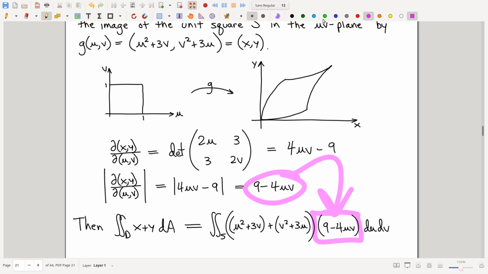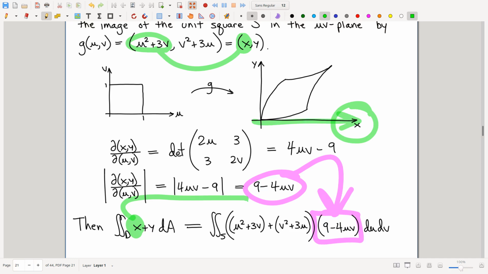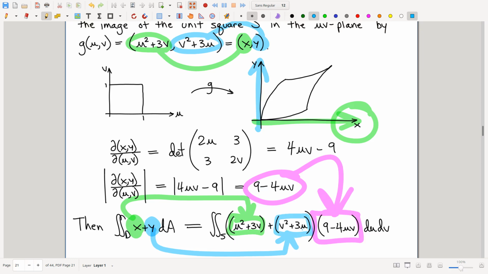Okay, we've got to plug some stuff in. The plugging in is actually the easy part. X: how do I rewrite x in terms of u's and v's? Don't forget, x is explicitly given to us in that function. x is the first component of the change of variables function. You can see it right here in the picture as well. It is the first output coordinate from our G function. So x is just this expression right there. And likewise, what is y? How do I know what y is? Well, y is the second output from our change of variables function. Y, therefore, is that expression right there. Everybody good? All right.